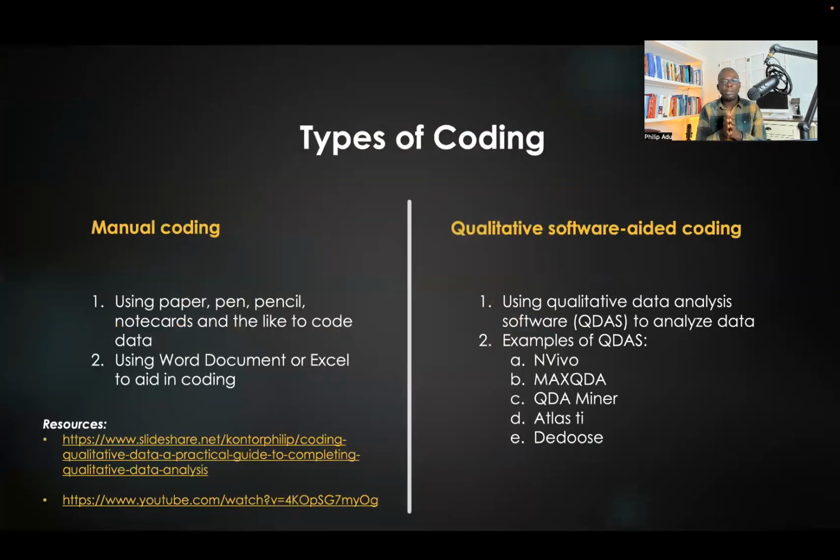Another thing that we want to talk about is the types of coding. We have manual coding, and then we also have qualitative software-aided coding. Manual coding is more of you are not using any software. You can print out a transcript or the data that you have and use pencil and maybe pen and note card, and then go through your data, underline the information that is significant and write it on a note card. You can also use Microsoft Word documents to do that, or you can use Excel. So manual coding is more of coding your data without using qualitative software.